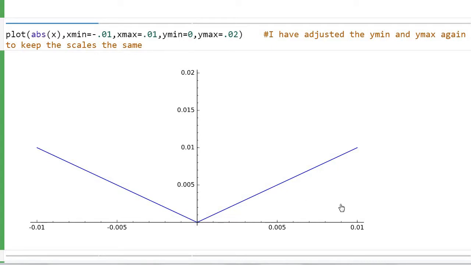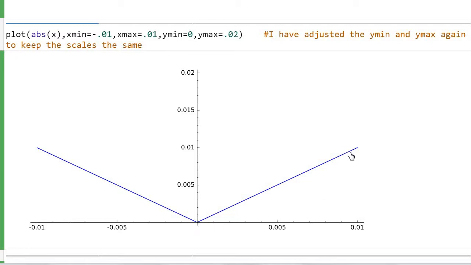Doesn't matter how close I get. As long as I am zooming in at (0, 0), I'm going to see this corner. This function does not have the local linearity property right here at (0, 0). Now it does have it at other points. In fact, at other points, anywhere else, it is a line.